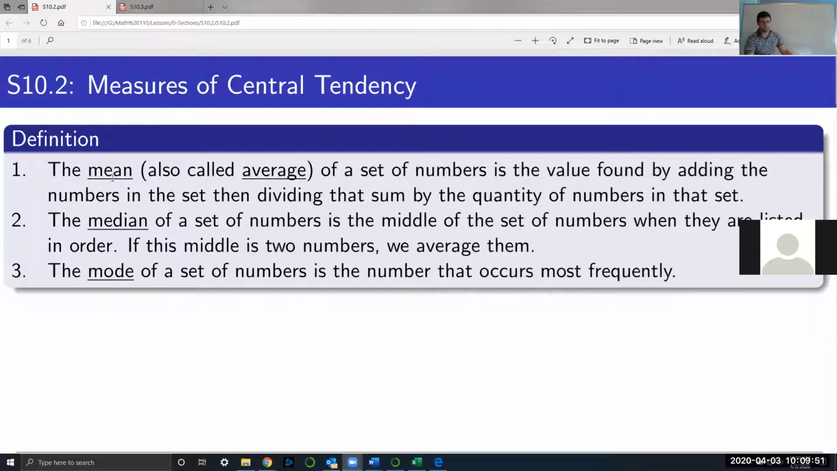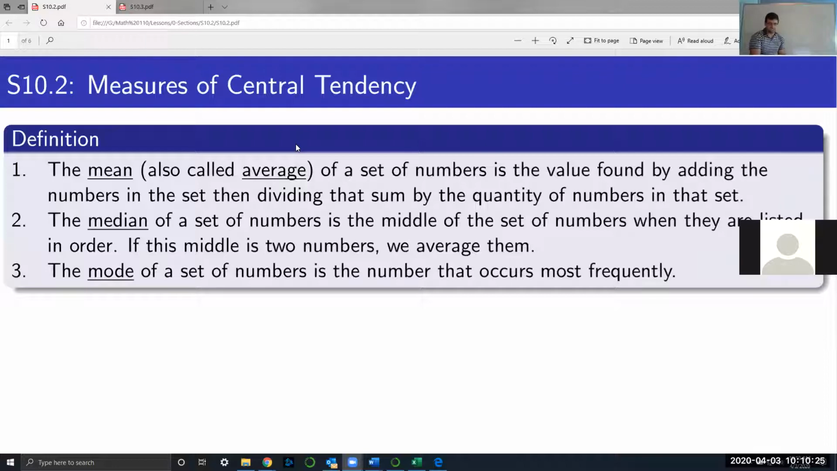The mean, also called the average of a set of numbers, is the value found by adding the numbers in the set and then dividing that sum by the total number of things in the set. So when I take an average of all your tests, I add up everybody's grade, and then I divide it by the number of tests that we had, or the number of students who took that test.